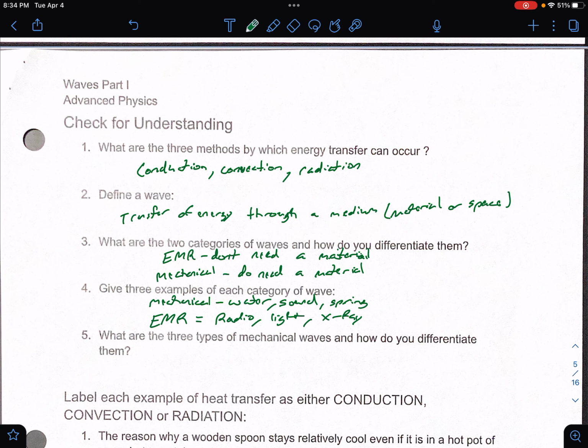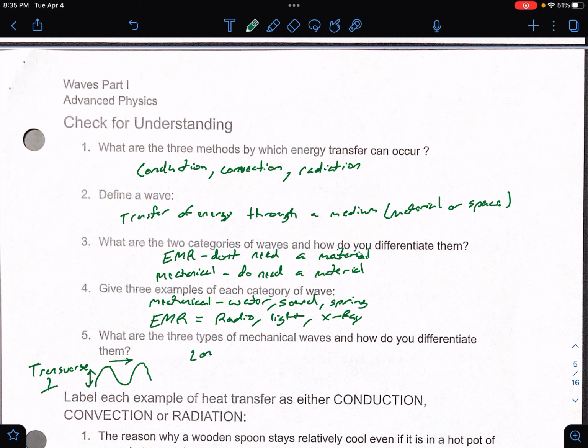Okay, number 5, what are the 3 types of mechanical waves and how do you differentiate? Okay, so number 1 would be transverse. Okay, transverse looks like basically this. Okay, it's where the direction of the wave is going up and down. Okay, but the actual movement is going left to right. So the movement of the wave and the direction are perpendicular. That is what a transverse is.